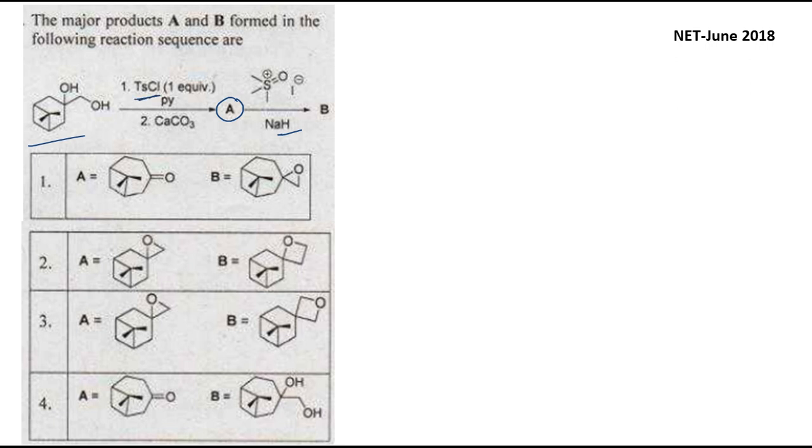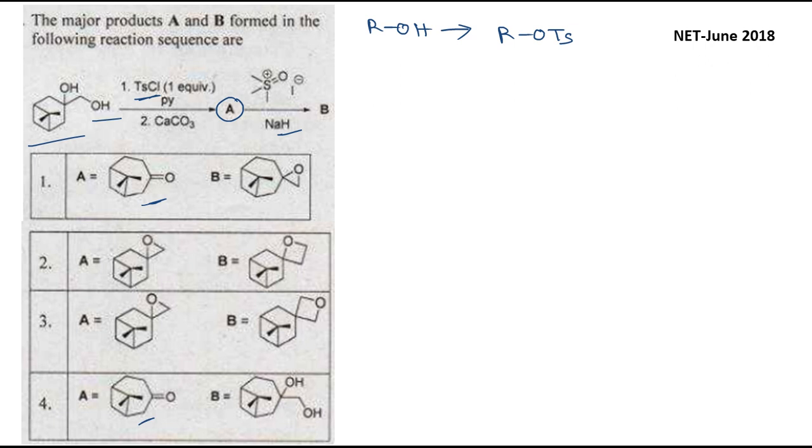In presence of TsCl, whenever we have any OH group, suppose if I am writing ROH, it will be converted to ROTs. Now the question is which OH will be attacked. If we make the OTs in this CH2OH, that is a primary alcohol, then C-C bond migration is possible, and the ring size will increase. Now ring size increase, that you can see in option 1 and option 4.